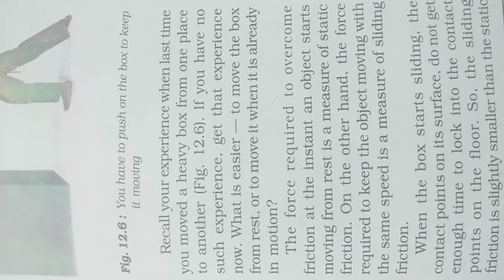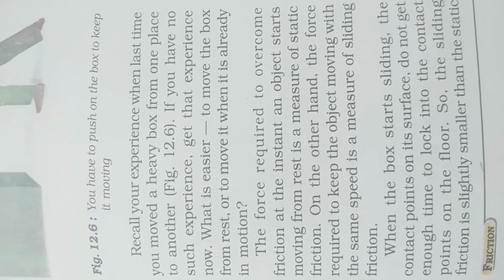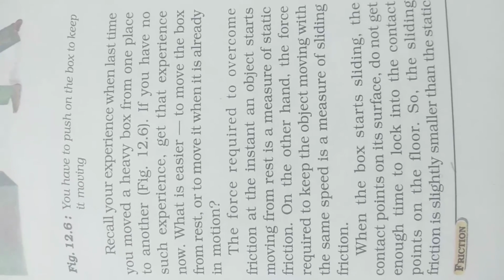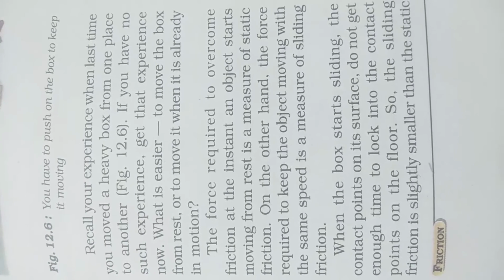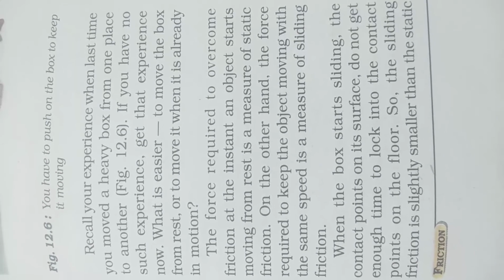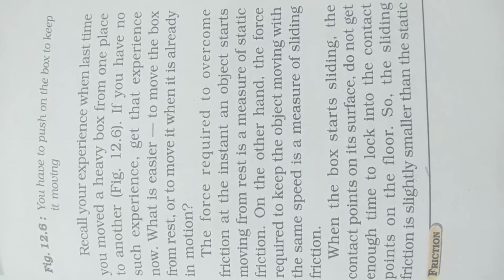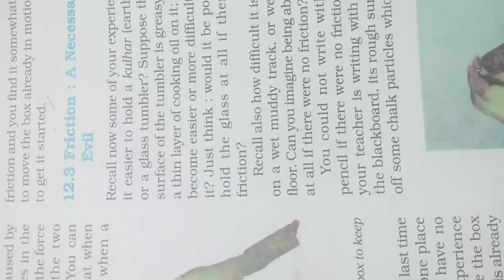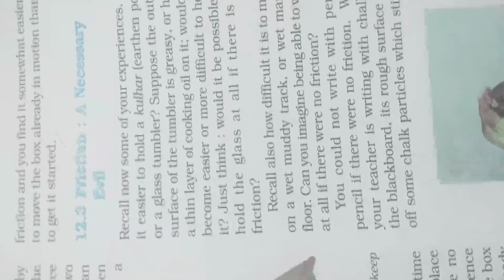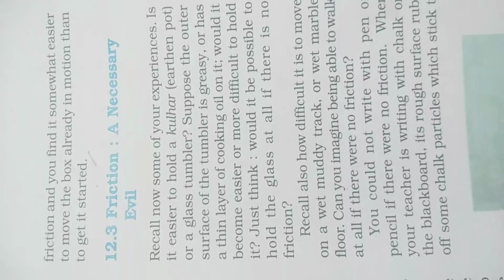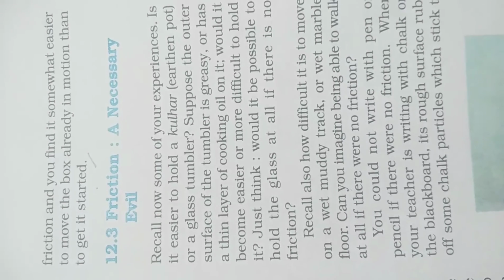On the other hand, the force required to keep the object moving with the same speed is a measure of sliding friction. When the box starts sliding, the contact points on its surface do not get enough time to knock into the contact points of the floor. So the sliding friction is slightly smaller than the static friction. So the box starting to move on the floor is static friction, and keeping it moving at the same speed is a measure of sliding friction.